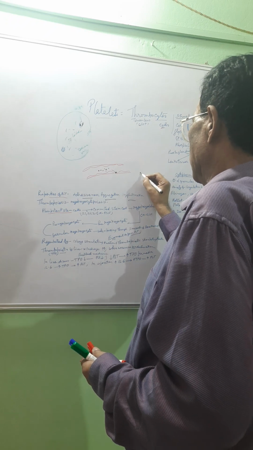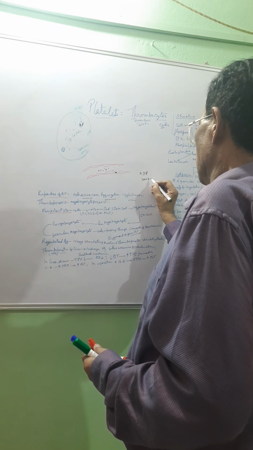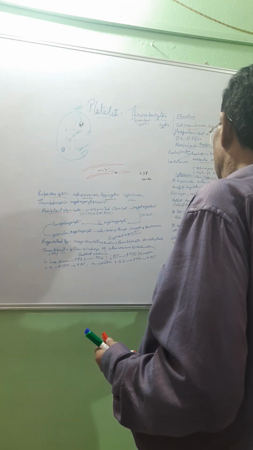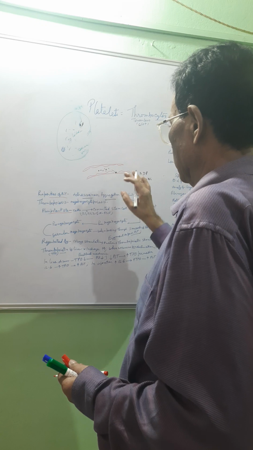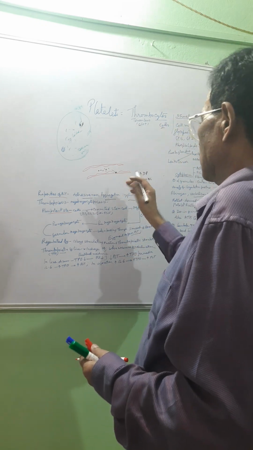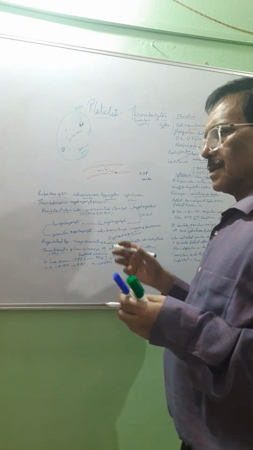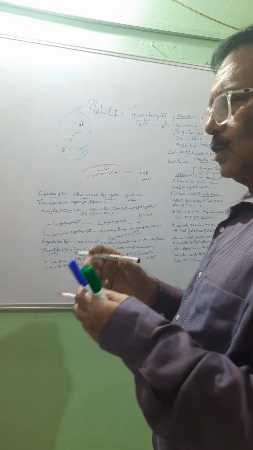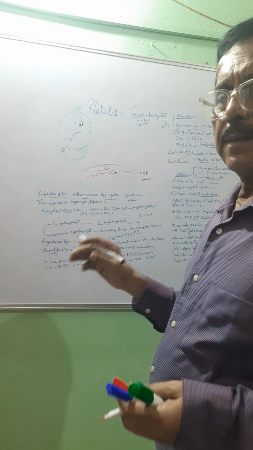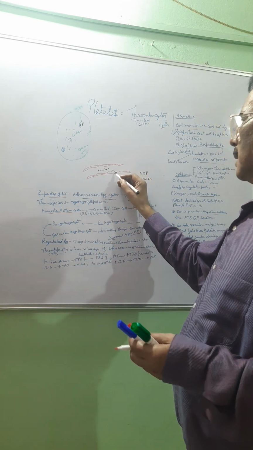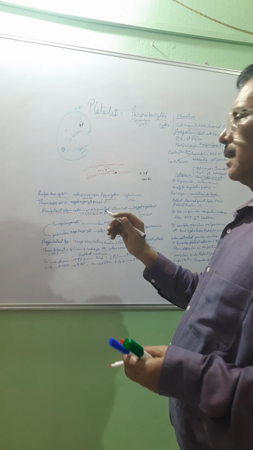This is accelerated by ADP and von Willebrand's factor secreted by the endothelium and collagen fibers, and this causes adhesion. Adhesion means attraction between two different things. Here it is the collagen fiber and the platelet. The platelet gets adhered to the collagen fibers.